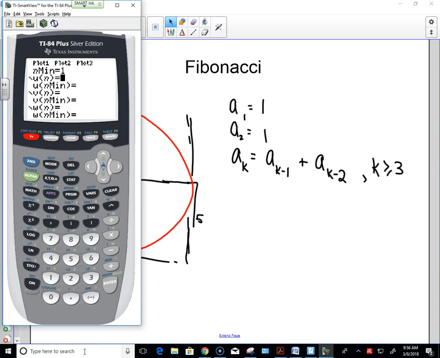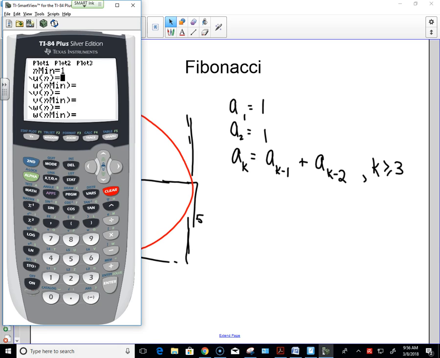Calculator? You figured that one out, right? Function, parametric, polar, sequence mode. So we get the n's to appear by just hitting the X button, but the problem is we don't want an n. Not for Fibonacci. What do you guys think n-min stands for?